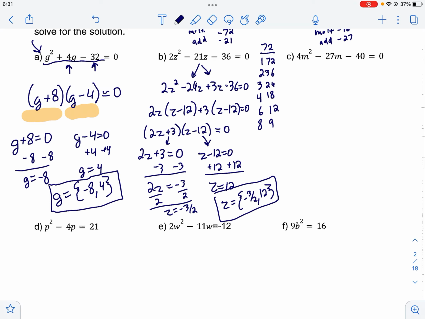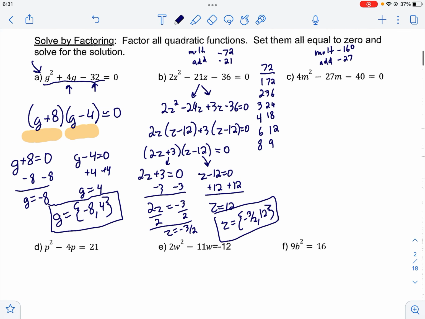When you factored letter C right there, hopefully you identified the two numbers that multiply to negative 160 and add to negative 27 are negative 32 and 5. If you didn't use the method that I used here to write out all of the factors by hand, I'd really recommend you use a graphing calculator to find those factors.